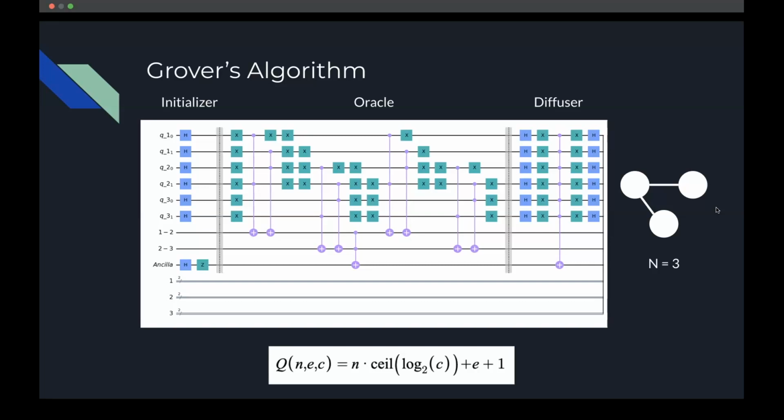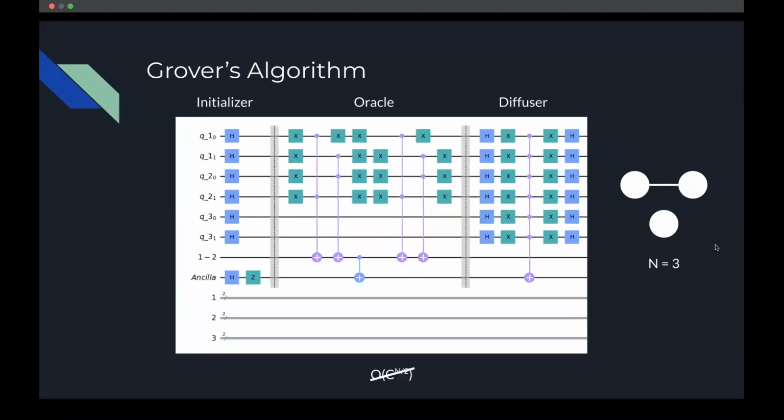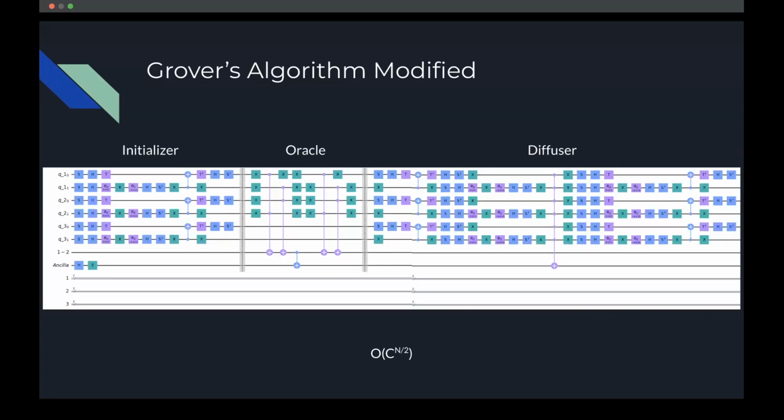In order to demonstrate how my algorithm modifies Grover's algorithm, I'm going to have to use a slightly smaller example by removing one edge from this graph. The problem with this implementation is that it is not actually an O of C to the n over 2, because C first has to be rounded up to the nearest power of 2, accounting for the auxiliary search space. In order to remove this auxiliary search space, we need to replace all of the Hadamard gates with our initializer for n equals 3. As you can see, the oracle remains the same, but we have replaced the initializer and parts of the diffuser.